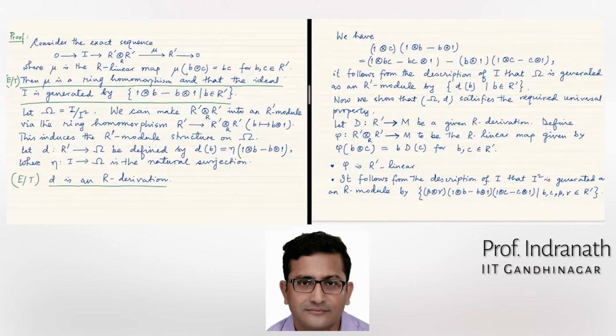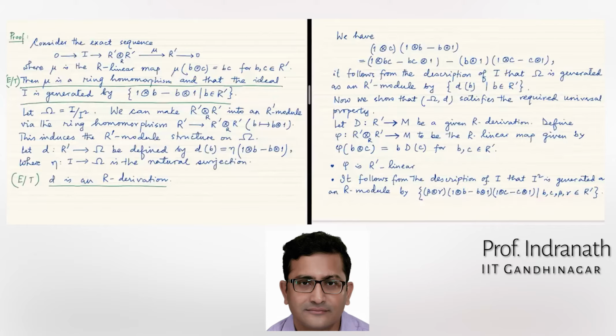So start with an R-derivation, and you define your phi to be this, and checking that it's R'-linear. It also follows from the description of I that I squared is generated as an R-module by this. Eventually I will require I squared in detail, because I am going to show that I squared gets vanished by this map phi.